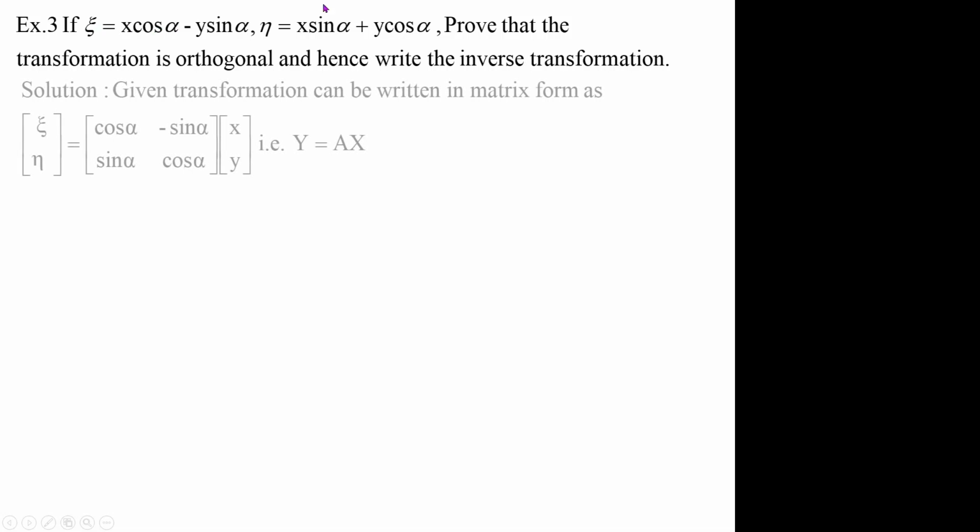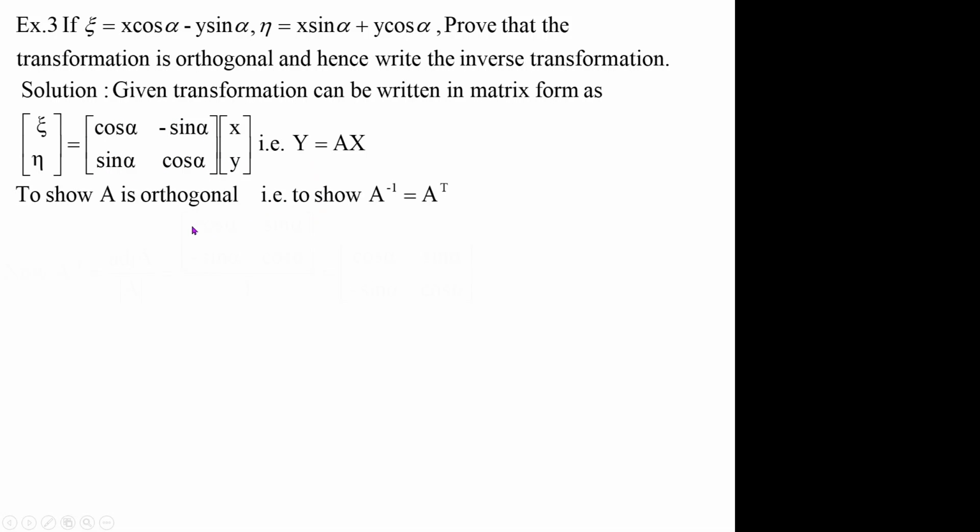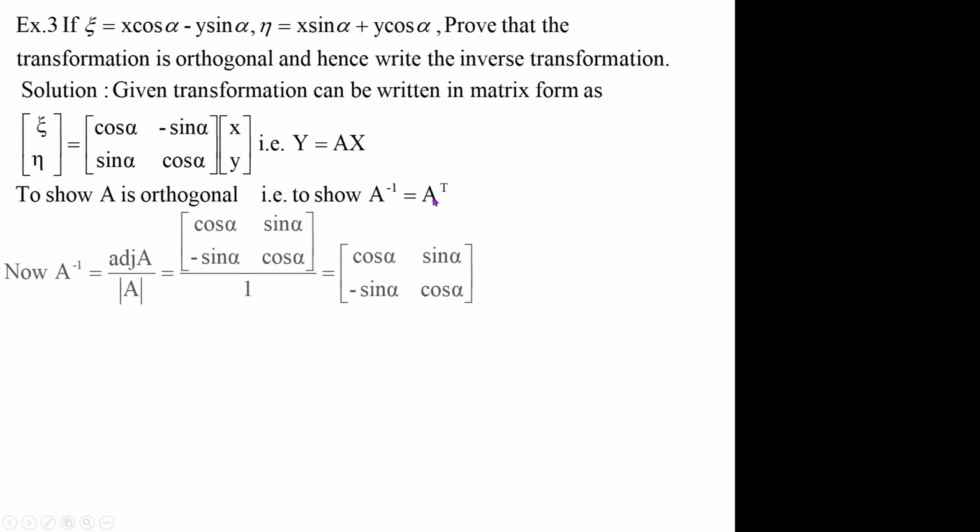If the relation given is as shown, prove that the transformation is orthogonal and hence write the inverse transformation. So first of all we will write this transformation in matrix form. We know very well how to write it in matrix form. Now we need to show it is orthogonal. So what we have to show is that A inverse is A transpose. So let us first find A inverse.